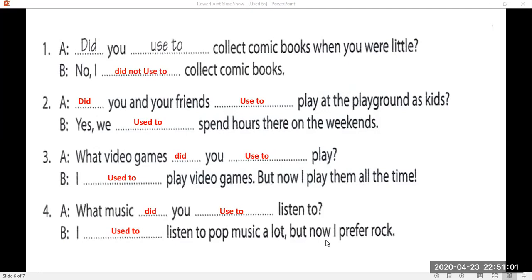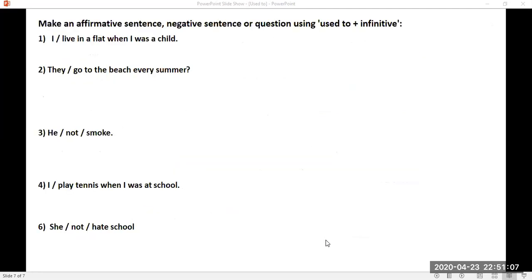Okay, more examples and more practice. Make affirmative sentences or negative sentences or questions using used to plus infinitive. Here, I live in a flat when I was a child. They go to the beach every summer. He not smoke. I play tennis when I was at school. She not hate school.